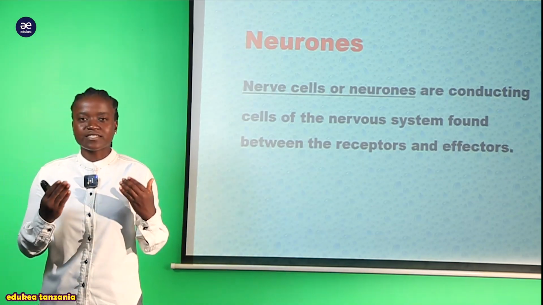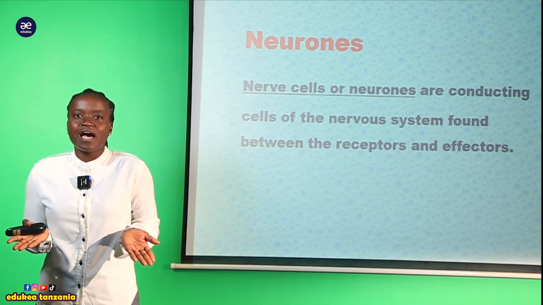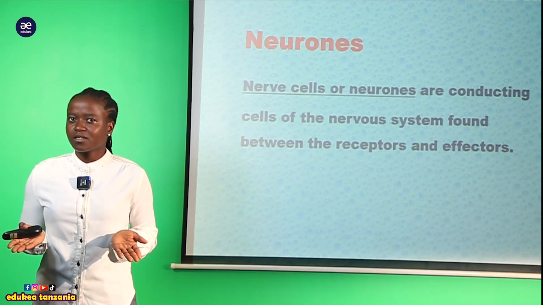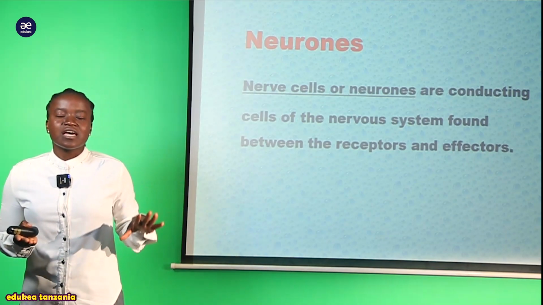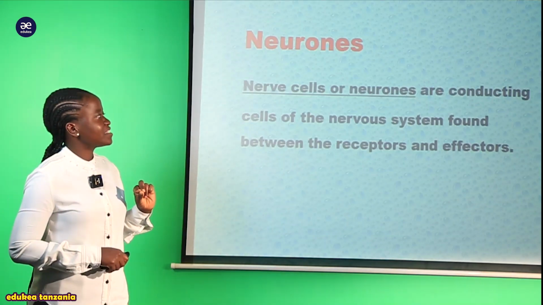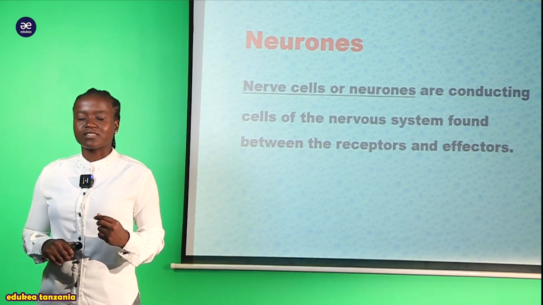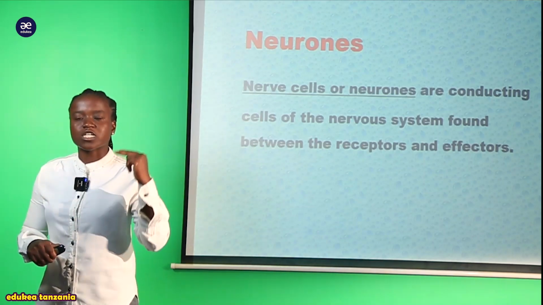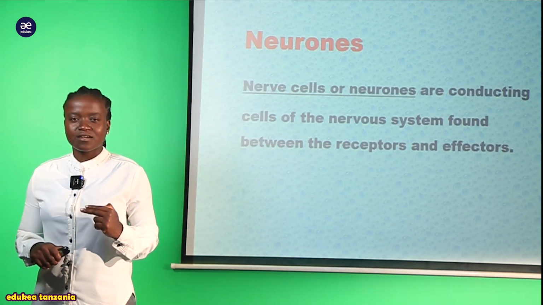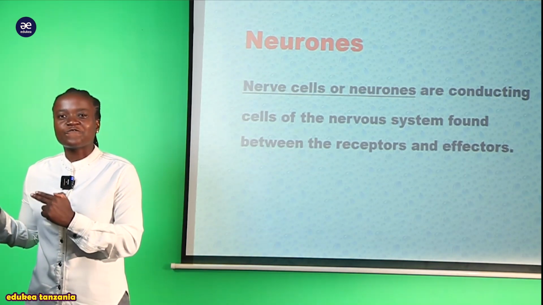My student, I insist you, if you understand something, you can explain in whatever way that you need. Here we are saying that nerve cell or neuron, we say these are conducting cells. They are conducting cells. They are specialized for transmitting the impulse from the receptor to the effector.